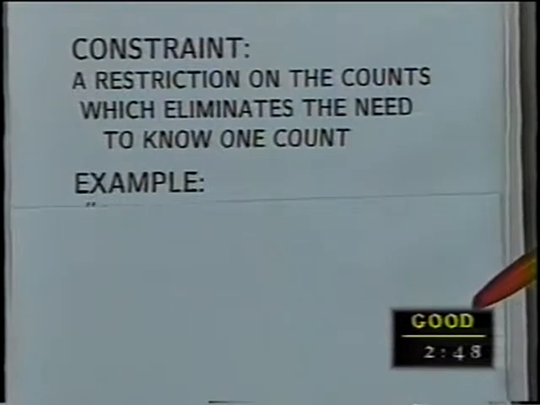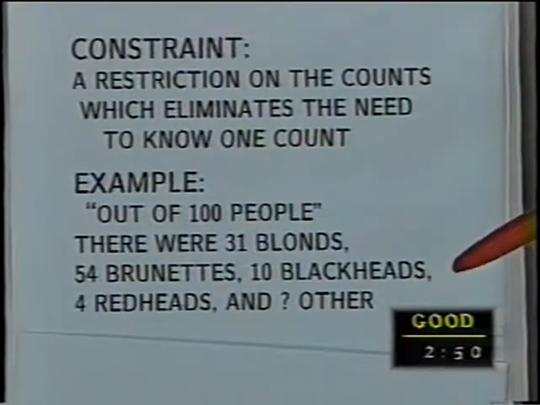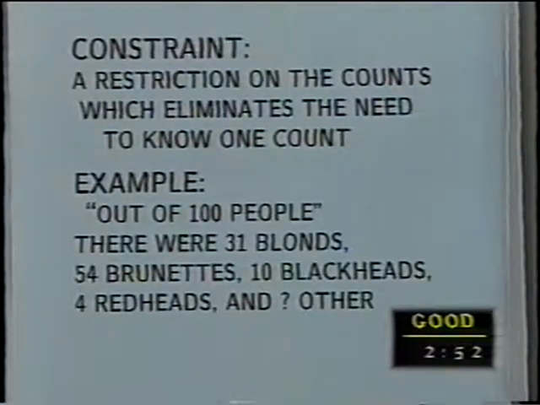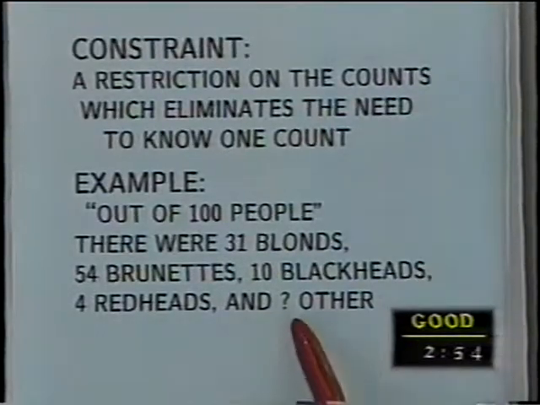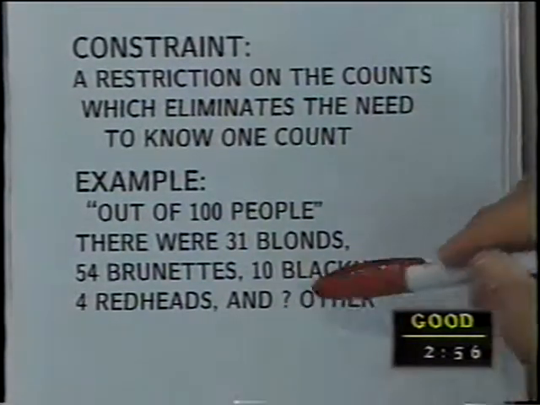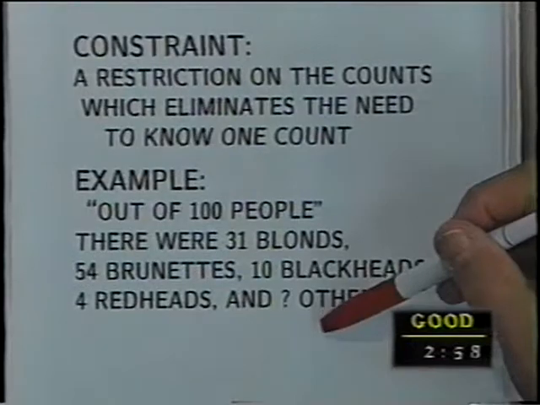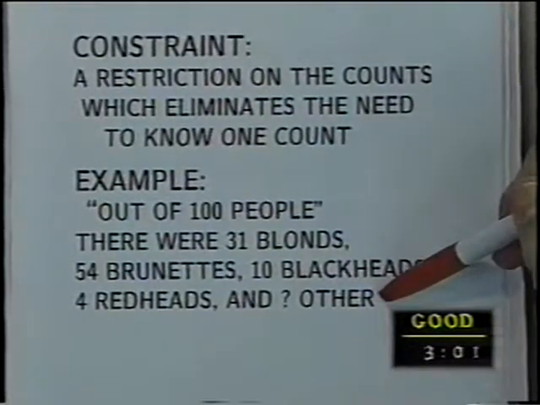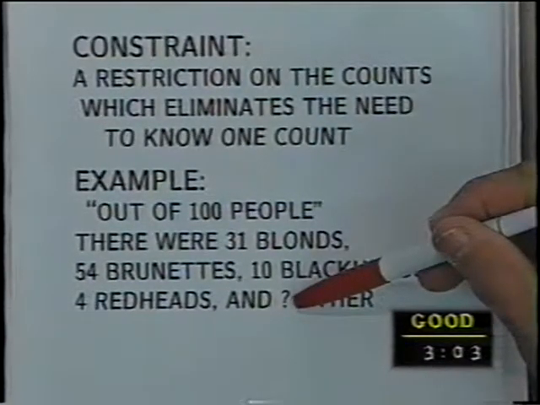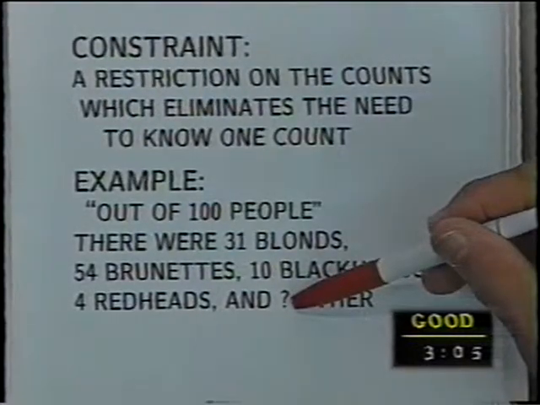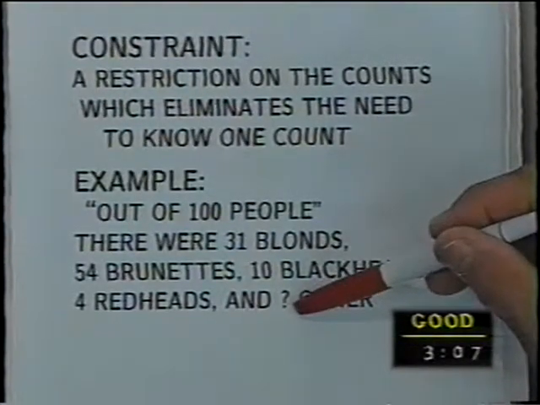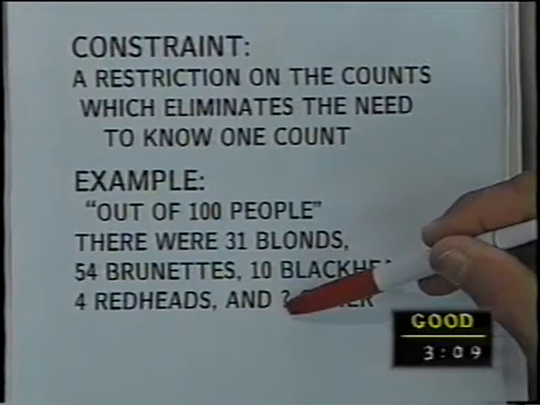Well, let's have an example. Out of 100 people, 31 blondes, 54 brunettes, 10 blackheads, 4 redheads, and whoops, I lost the rest of my data. And someone comes along and says, aha, you lost the rest of your data? You want to buy it? $100. I'll sell you the missing number. And I look at him and I say, you've got to be crazy. I know the missing number. I don't need to have it written on a piece of paper.